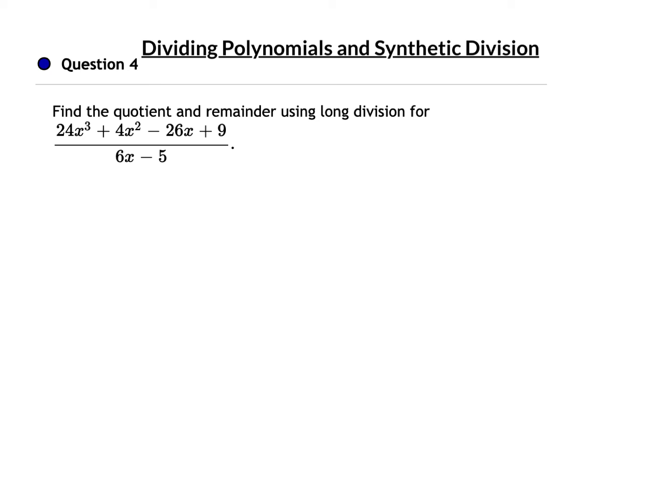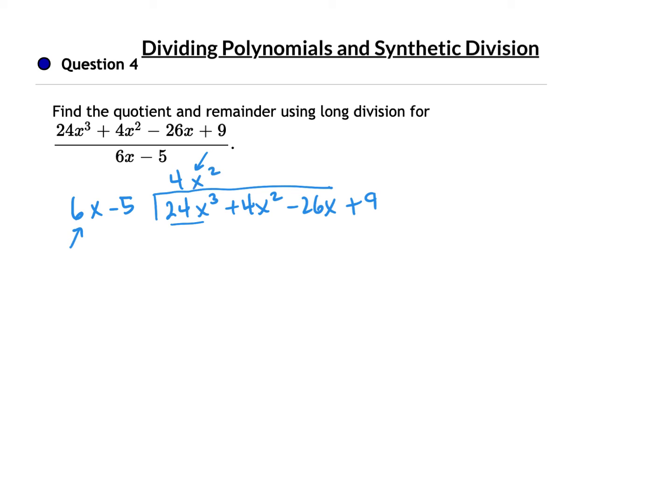One more example of long division. Let's take the 6x minus 5 and divide that into 24x cubed plus 4x squared minus 26x plus 9. 6x times something makes 24x cubed. That would be 4x squared. Now I'm going to take 4x squared times 6x minus 5. 4x squared times 6x is 24x cubed. So I'm going to get 0 there when I subtract. 4x squared times negative 5 is negative 20x squared.